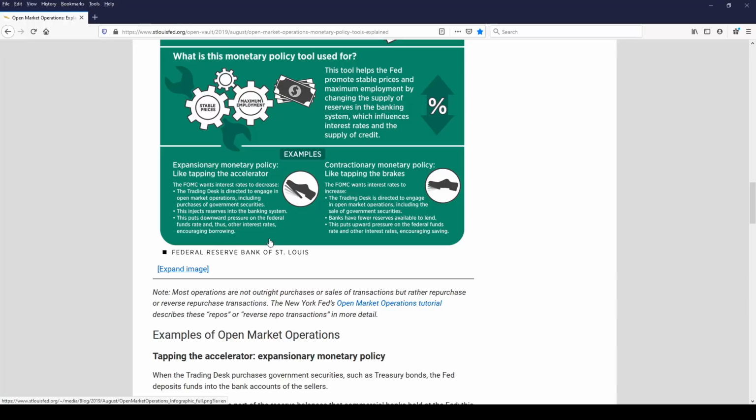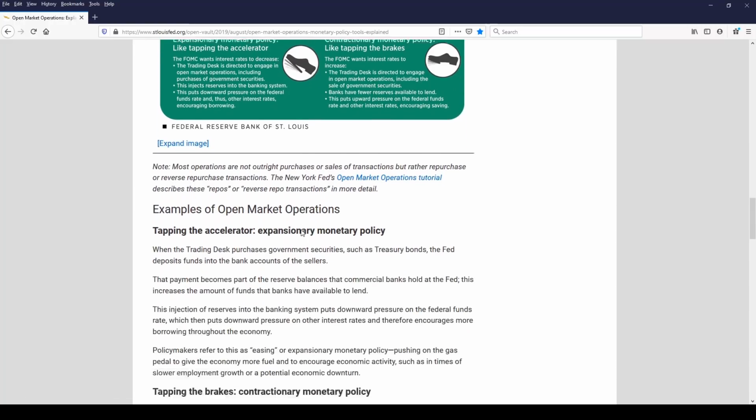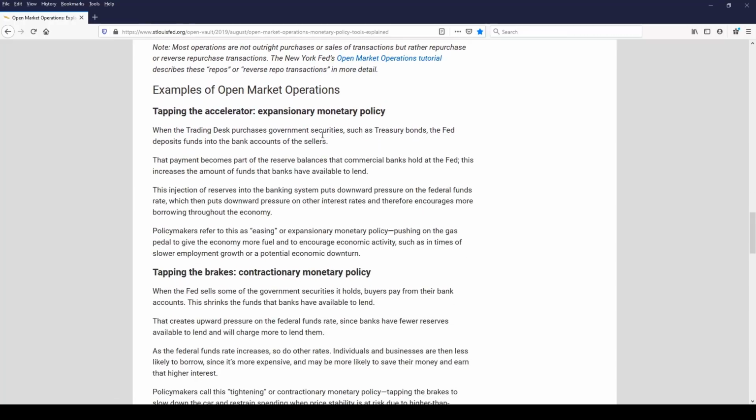And we'll look more at this in the future of this show to see how the Fed can influence longer-term rates. So when the trading desk purchases government securities such as Treasury bonds, the Fed deposits funds into the bank accounts of the sellers. So this would be the securities dealer. When they buy it from them, that payment then becomes part of the reserve balance that commercial banks hold at the Fed. This increases the amount of funds the banks have available to lend.